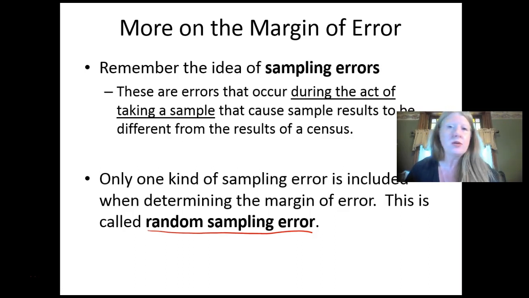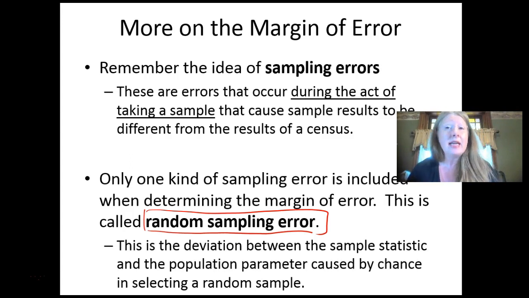It doesn't take into account other sampling errors. It definitely does not take into account non-sampling errors. It only takes into account random sampling error. And what is random sampling error? That's the deviation between the sample statistic and the population parameter caused by chance in selecting a random sample.